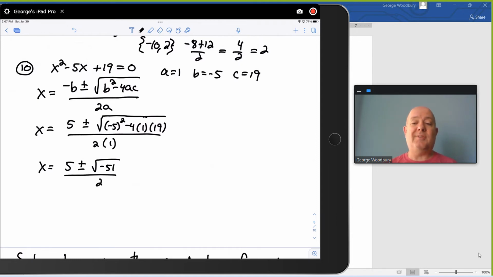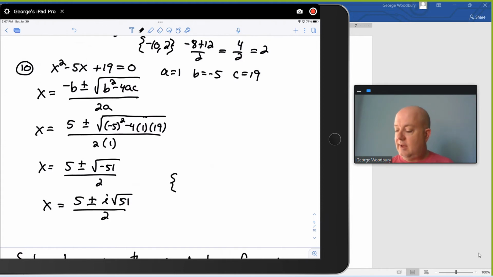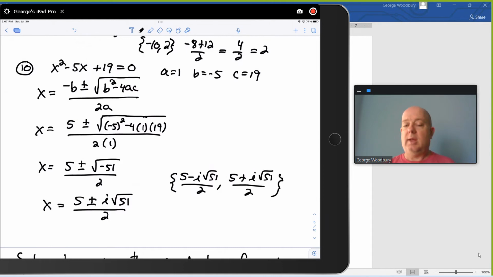51 is 3 times 17. There are no perfect square factors other than 1. And the only thing we can do here, because there's a negative 51 inside the square root, is pull an i out of that square root. So we end up with x equals 5 plus or minus i square root 51 over 2. And I'm going to write that as 5 minus i root 51 over 2, comma, 5 plus i root 51 over 2. If you remember back to the video where we worked on solving this one by completing the square, this was much cleaner than that.